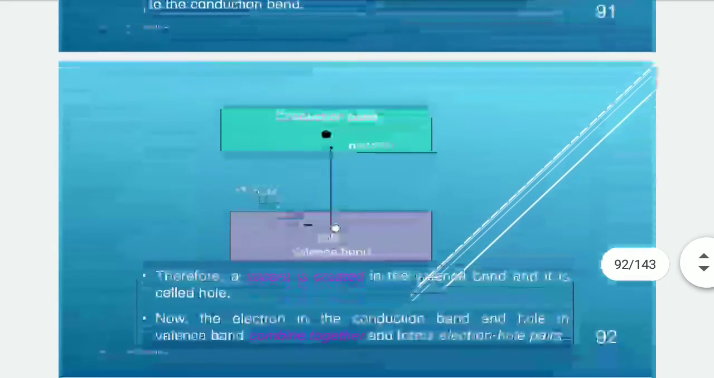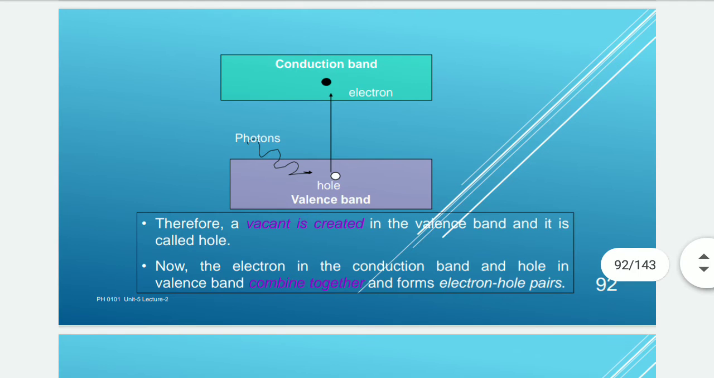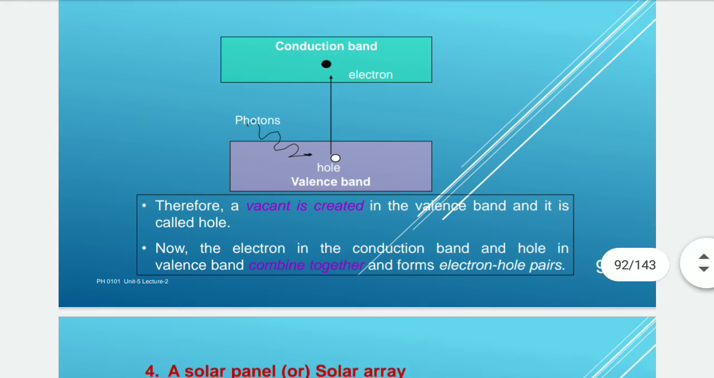Now, this is the diagram: conduction band, electron moving from the valence band towards the conduction band. This is the photon. Therefore, a vacancy is created in the valence band and it is called a hole. Now, the electron in the conduction band and hole in the valence band combine together and form an electron hole pair.